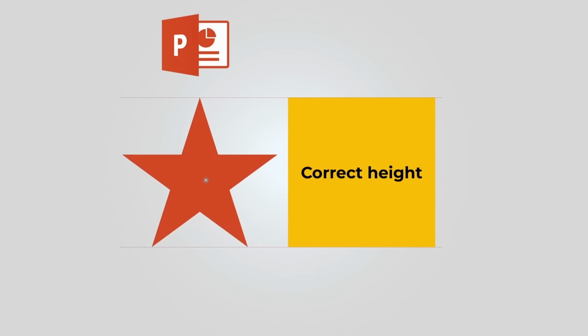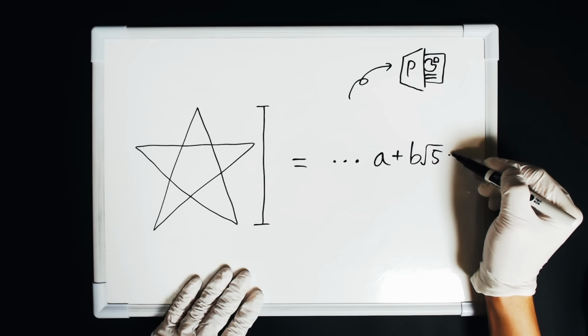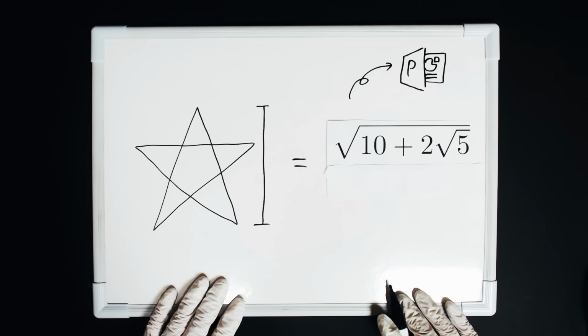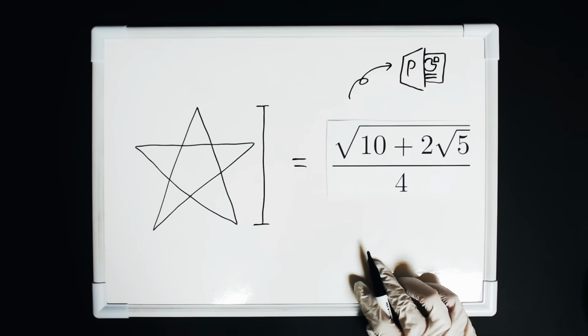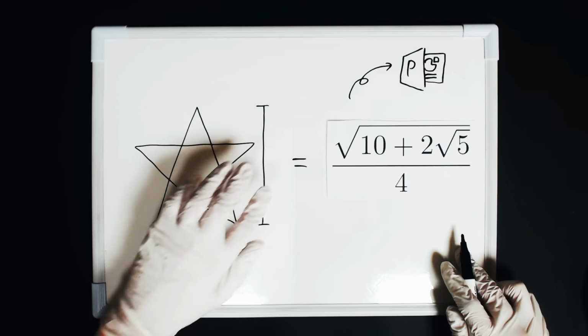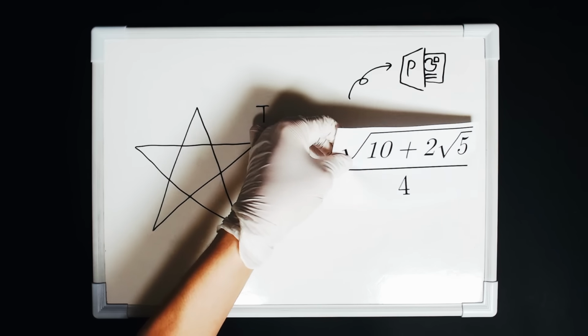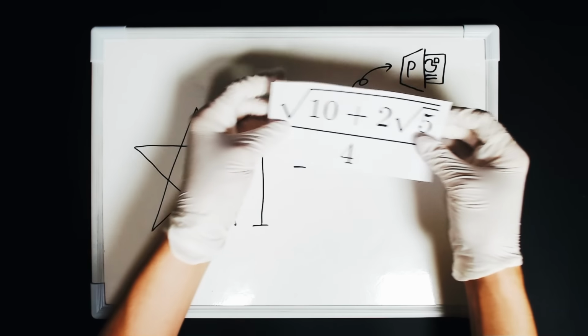Okay, how tall should the star be? Like some multiple of root 5? Well, if a star's width is 1, then its height should be the square root of (10 plus 2 root 5) over 4. What? Okay, can you simplify that a bit? This is already simplified. What? Why is it that complicated? Sometimes things are just complicated, such as life.